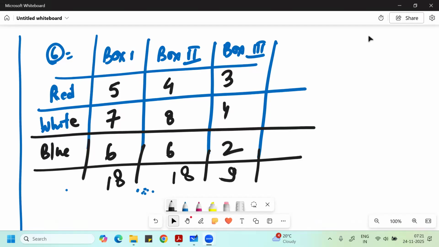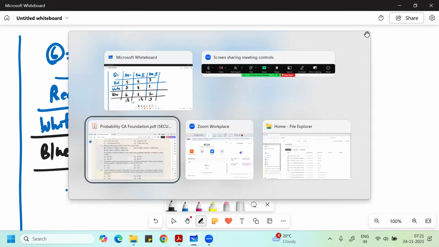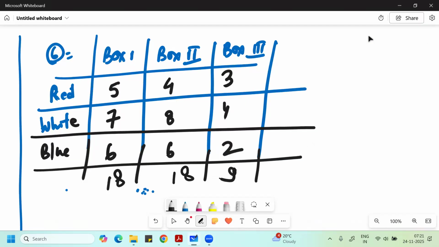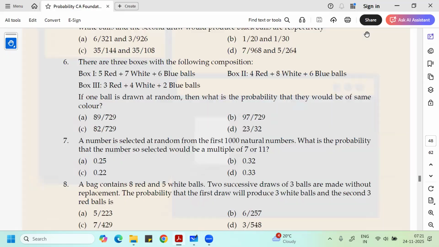This is question number 6. So we have three boxes, and these three boxes have three kinds of balls: red color balls, white color balls, and blue color balls. The total balls in box one is 18, box two is 18, box three is 9. What is the question? If one ball is drawn at random from each of these boxes, what is the probability they are the same color?